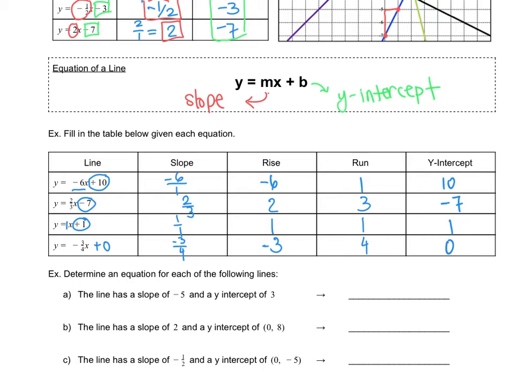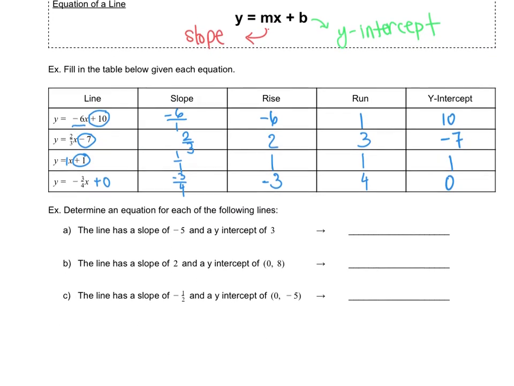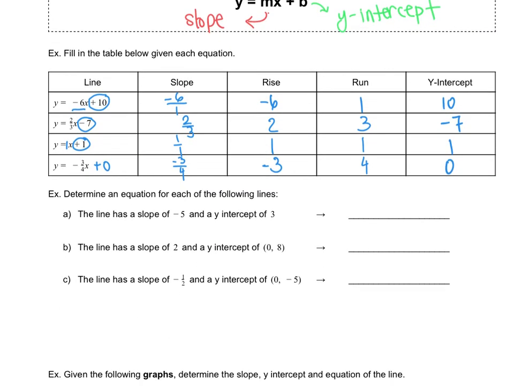Now here I gave you the equation and we had to pull away the key features. But we can also go in the other direction. I'm going to give you the key features and we have to write out the equation of the line. The equation of the line will always be y equals mx plus b. So the slope is negative 5, so that would be our m, and the y-intercept is 3, so that would be our b. So we literally just replace these two values in our formula.